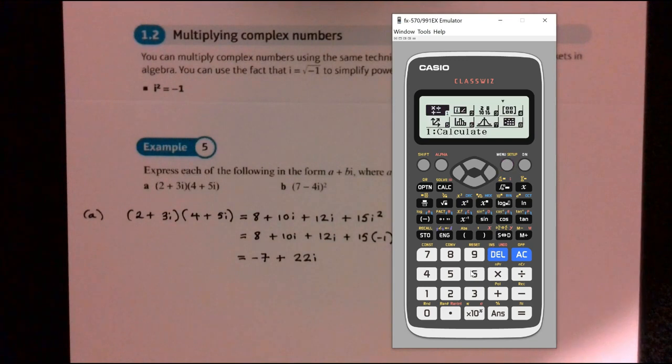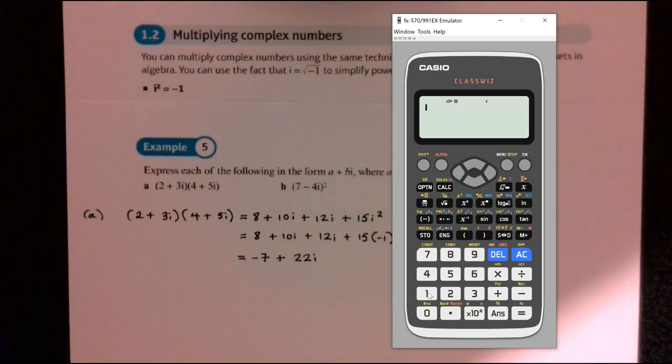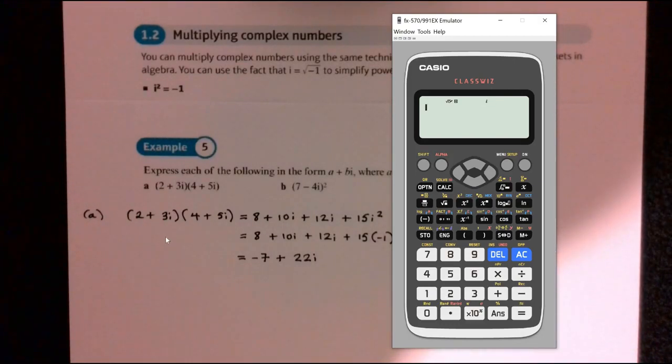So if we go to the complex mode on our calculator, notice we have an i indicating we are in complex mode. Let's multiply these together. We have 2 plus 3i multiplied by 4 plus 5i. We get minus 7 plus 22i.